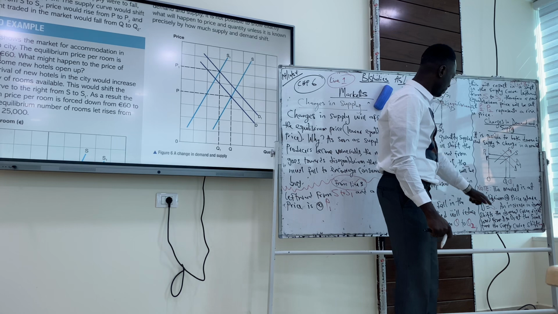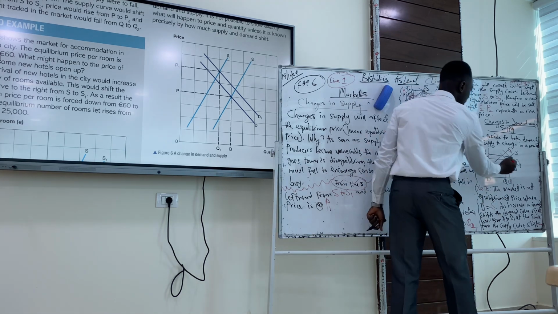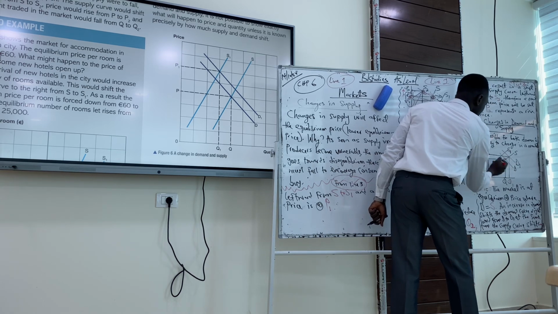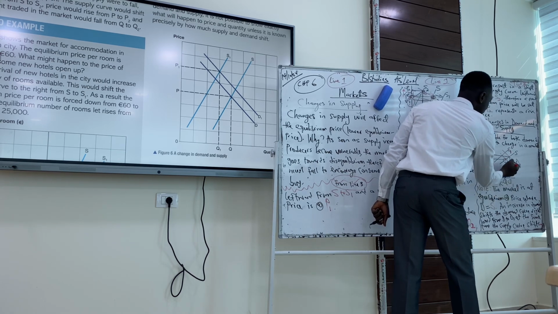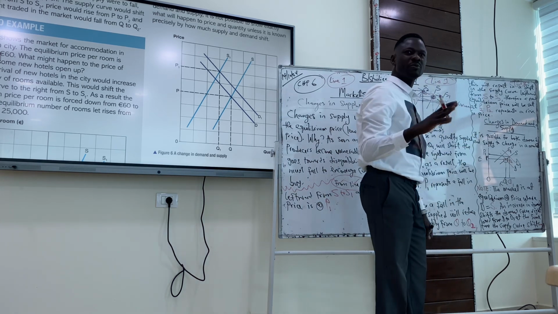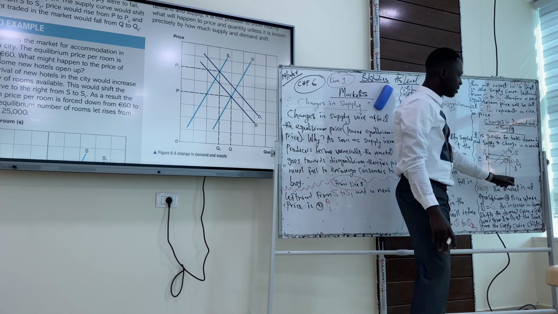Now, we note the market is at equilibrium at a price where D equals S. This is our equilibrium price. This is our equilibrium quantity. And this is the equilibrium point. Then something has happened in this market.